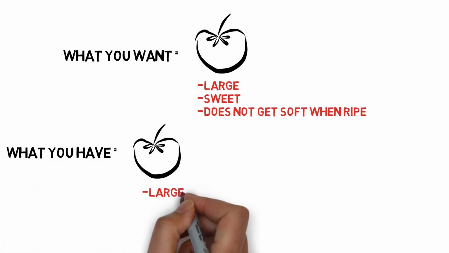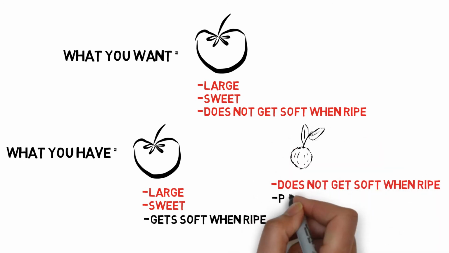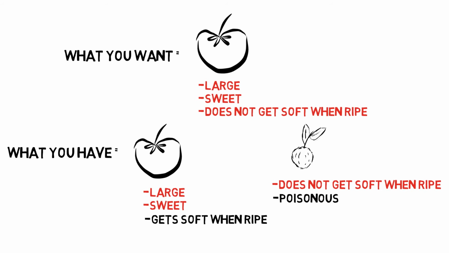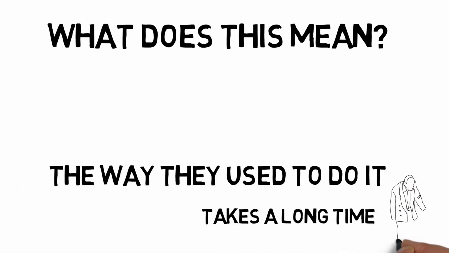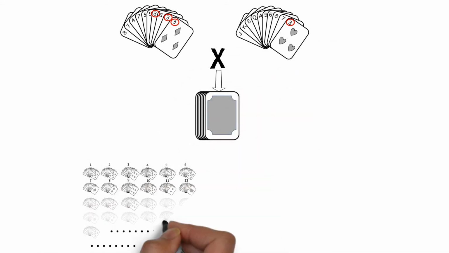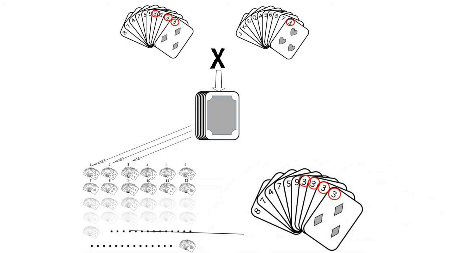However, if you wanted a large sweet tomato that does not get soft when it ripens, but you only have a large sweet tomato and a poisonous wild tomato that does not get soft when it ripens, it would most likely not work to randomly breed them because you only need one trait from the poisonous wild tomato. If it did, it would take a long, long time. For example, if you wanted all the threes in a deck of cards and you have all but one of them, it would be very inefficient to reshuffle all of them and try to get all of them again by luck.